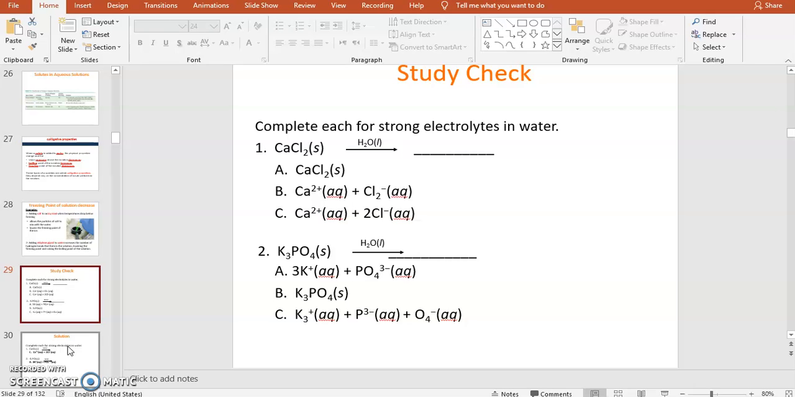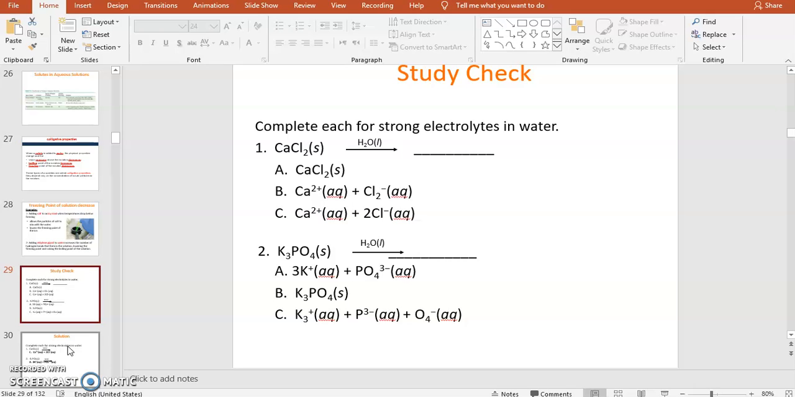Would it be A, which means it's not an electrolyte at all? Would it be B, calcium chlorine? Would it be C, calcium 2 chlorines? Think about it and look at the formula. Yeah, we have 2 chlorines here, which means we will have 2 chlorines here when they are ionized.